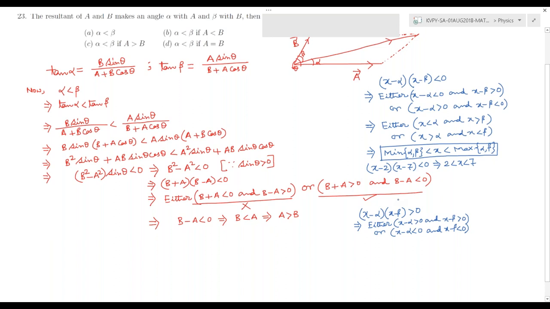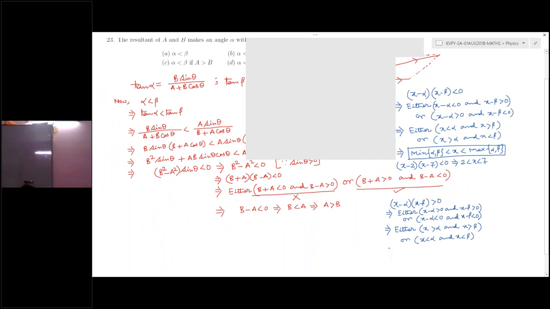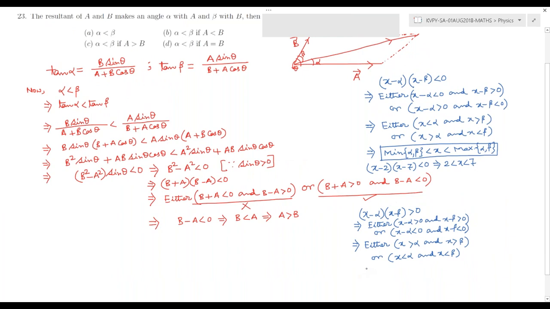Correct. So from there, what you can conclude is that either x is greater than alpha and x is greater than beta, or x is less than alpha and x is less than beta. In the first one, x is greater than alpha and x is greater than beta. So that gives us an idea that x is greater than the maximum of alpha and beta. If we say x is greater than 2 and x is greater than 7, both true at the same time, what can we conclude? x is greater than 7.